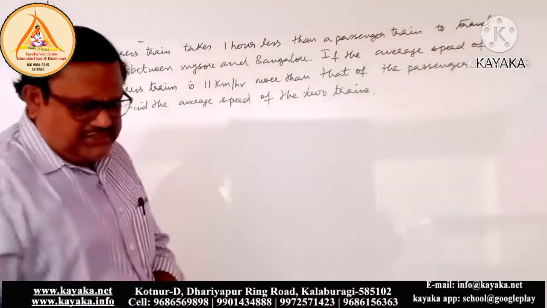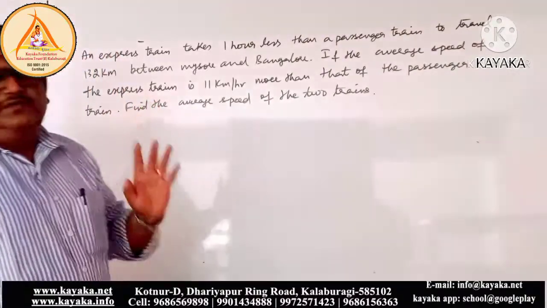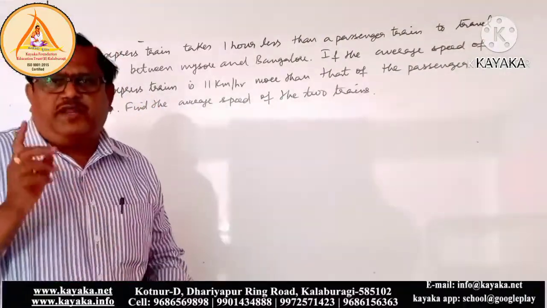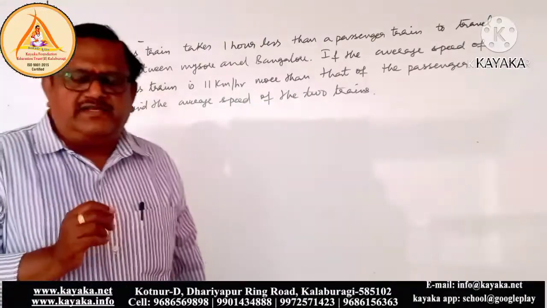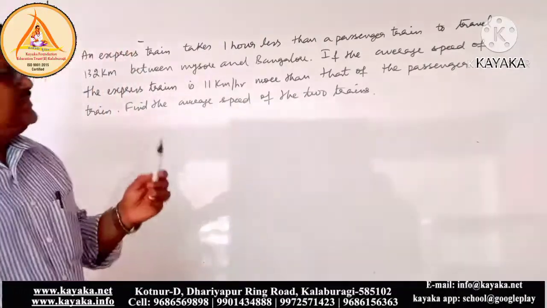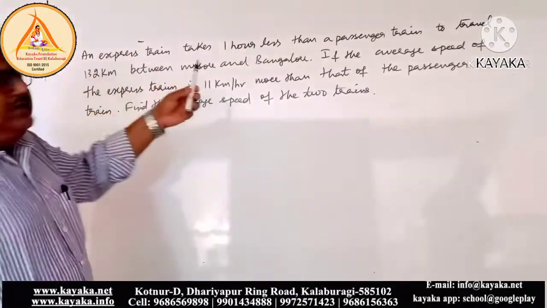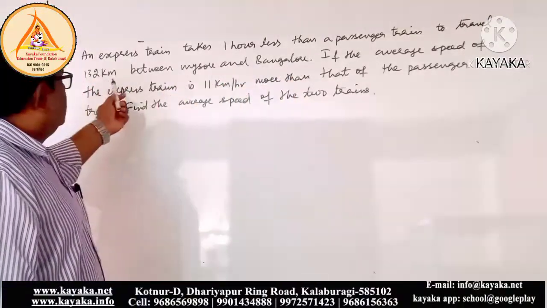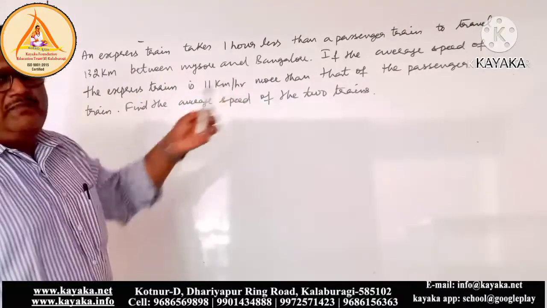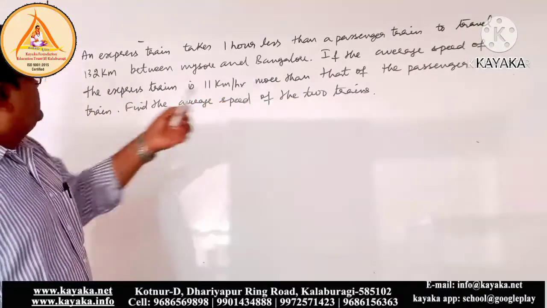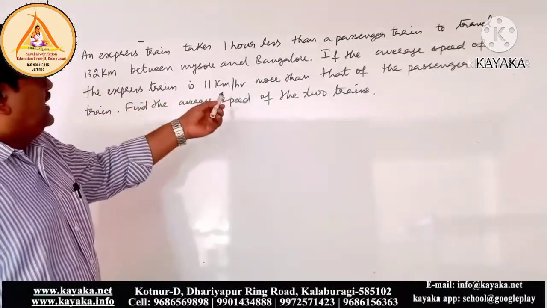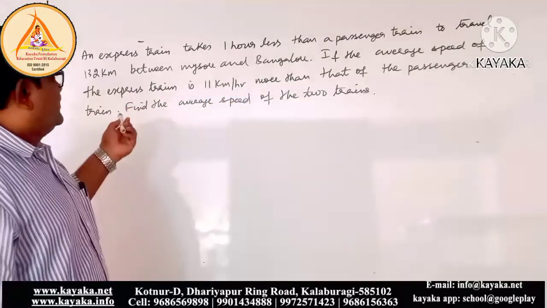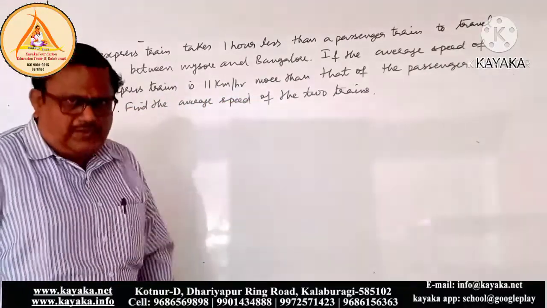This is a very important problem, dear children. This problem, they have asked 1 or 2 times in the board exam, and in one board preparatory exam they have asked this problem. Okay, I'll read out the problem once again. An express train takes 1 hour less than a passenger train to travel 132 km between Mysore and Bangalore. If the average speed of the express train is 11 km per hour more than that of the passenger train, find the average speed of the two trains.